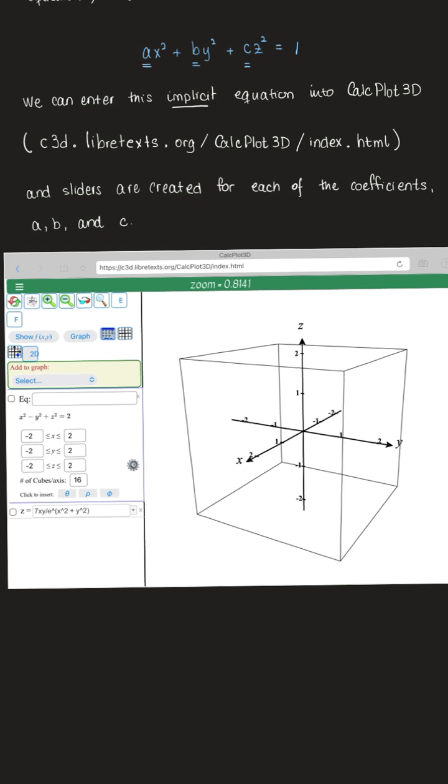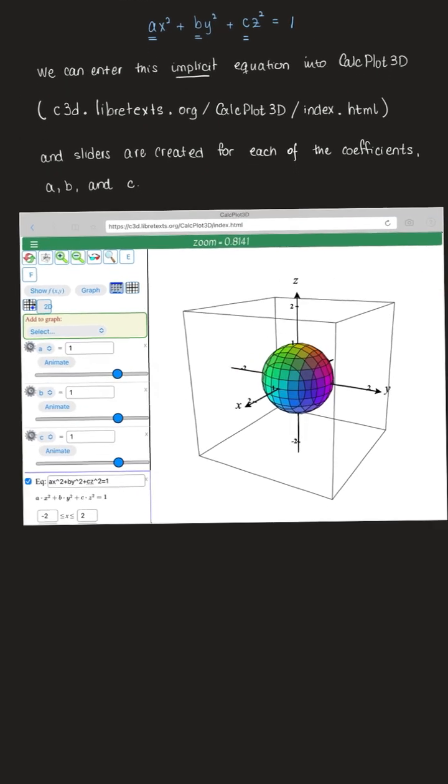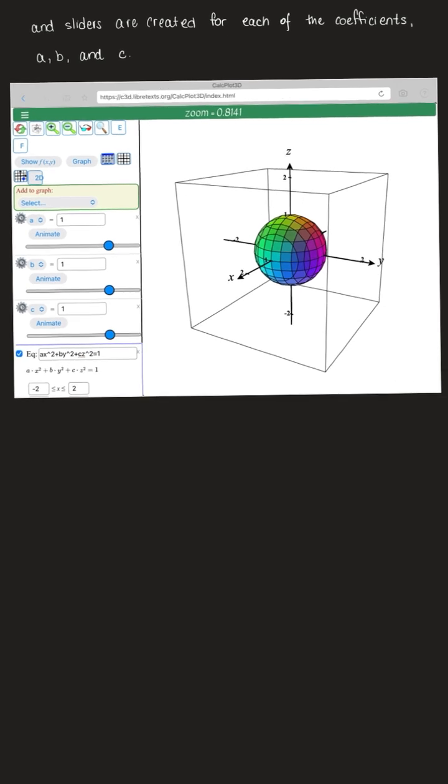I'll press return so we can see what we get. Notice first that on the left, this application has created sliders for A, B, and C. Right now each of these is set equal to 1, and we get a sphere of radius 1. So let's talk about that for a moment, and then we'll play around with different values of A, B, and C. Our first example will be x squared plus y squared plus z squared equal to 1, which is what we get when A, B, and C are equal to 1. And this is a sphere of radius 1.